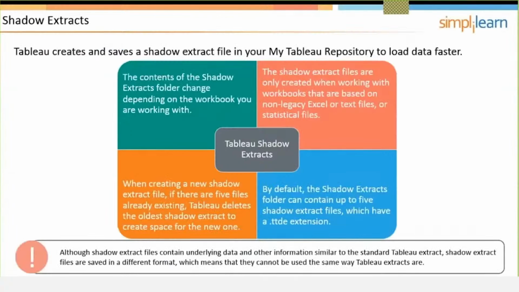Now, in order to quicken the process of loading your data, Tableau creates and saves a shadow extract file on its own. In the repository, for you to load your data faster, other than you creating an extract, it takes the content of a shadow extract in your repository file and saves it as a shadow while you're working on the workbook.